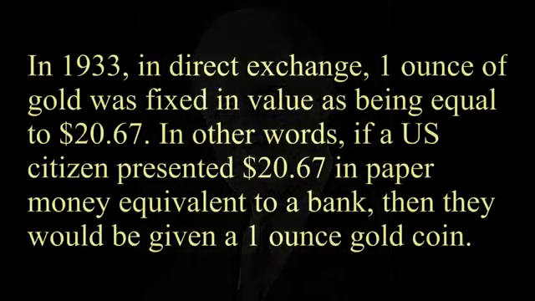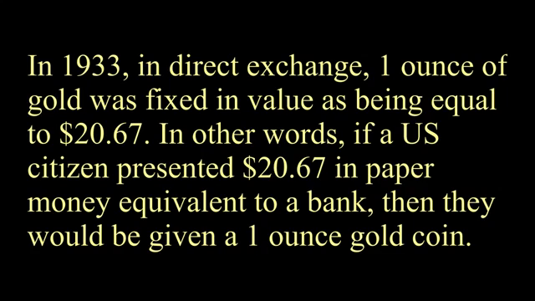Now indeed, similar to the examples given previously concerning British pounds as valued in terms of gold and silver, the currency of the United States, which is the dollar, was itself linked to a measure of gold at the time. Specifically, in 1933, in direct exchange, 1 ounce of gold was fixed in value as being equal to $20.67. In other words, if a US citizen presented $20.67 in paper money equivalent to a bank, then they would be given a 1 ounce gold coin. There was a direct convertibility in operation at this time until 1933, and thus all US citizens could redeem paper dollars for actual physical gold from any banking institution within the Federal Reserve System.